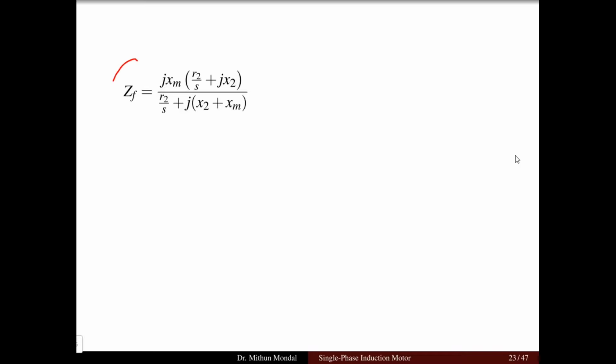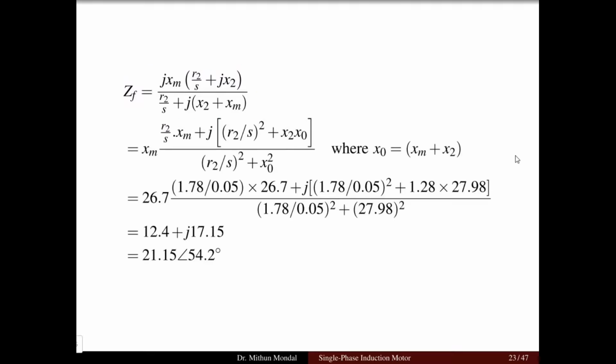Now the forward field impedance ZF we can calculate from the series parallel concept, where we have the parallel network consisting of the magnetizing reactance, the rotor resistance and the rotor reactance. We can calculate the total impedance ZF, which is due to the forward field, using this formula, and do some manipulations and calculations to make it easier. The final answer that we get is 21.15 with angle 54.2 degree for the forward impedance ZF.